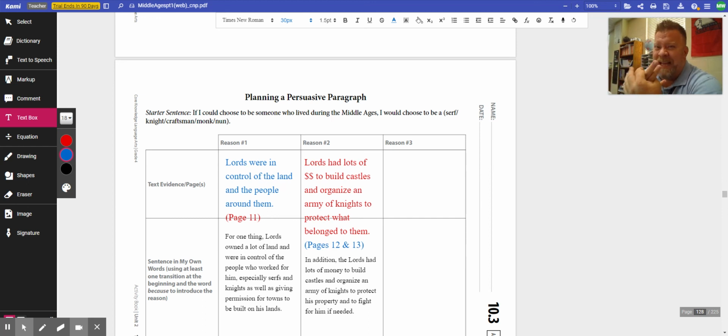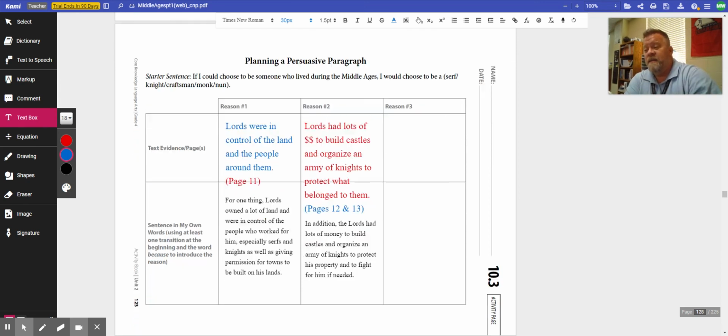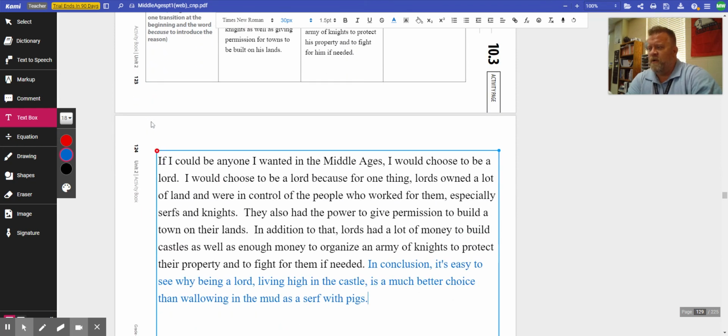At least 2 facts. You can't do one. You've got to do at least 2 facts. If you can put 3 facts in there, even better. But support it with at least 2 facts from the book. Fill out this graphic organizer. Those 2 reasonings, put them in your own words of how you would put that in the paragraph. And then start writing your persuasive paragraph using that.